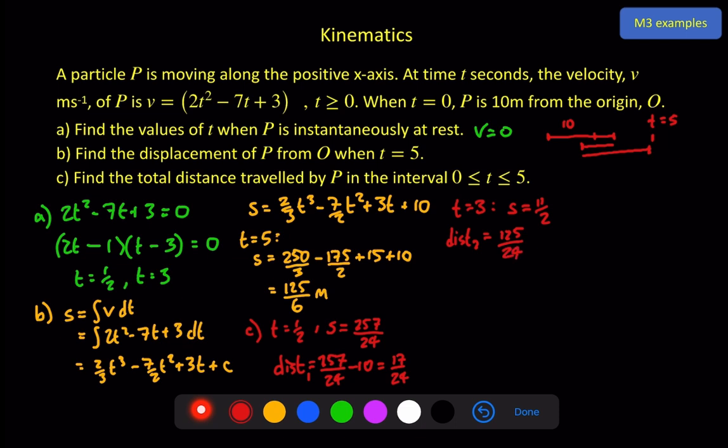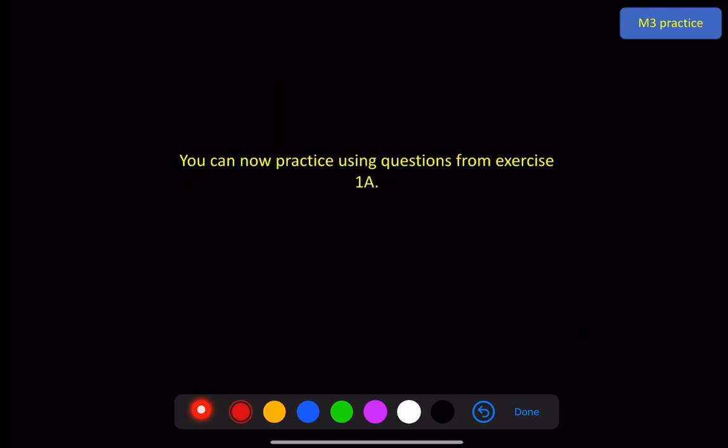And then our final part, we've already got the numbers. We know that when t is equal to 5, the displacement is this. And we're coming from here, which is 11 over 2. So distance 3, this one is this minus this. And that gives 46 over 3. So the total distance is, adding all those three together, 85 over 4 meters, or 21.25. And that is the final answer of the final example. You can now attempt questions from exercise 1A, and maybe I'll see you in the next video.